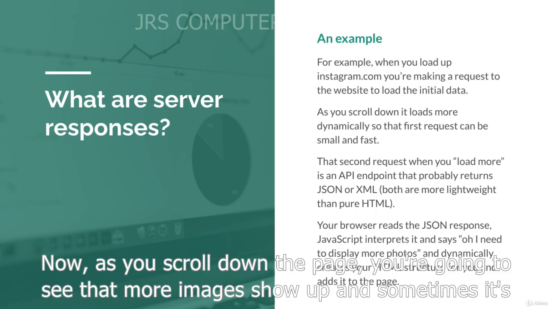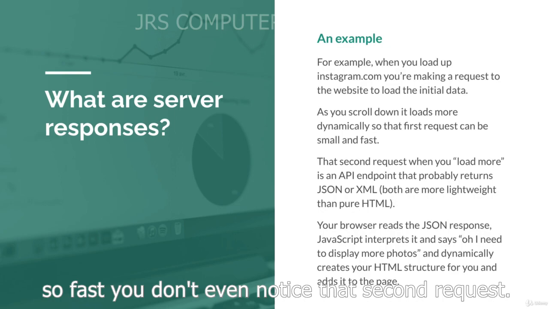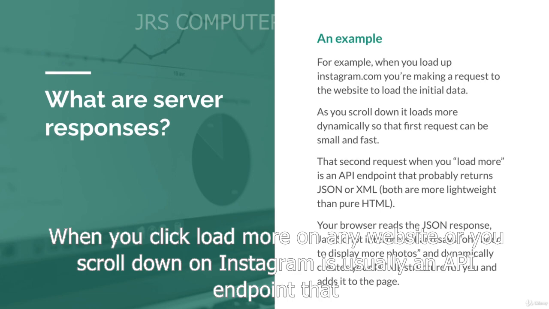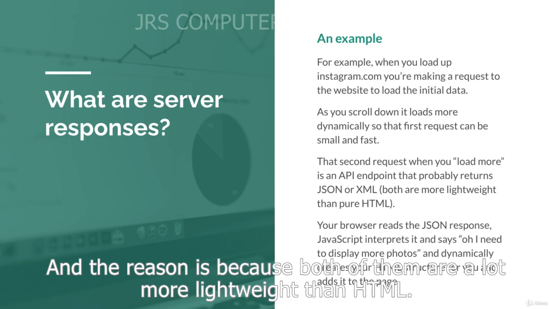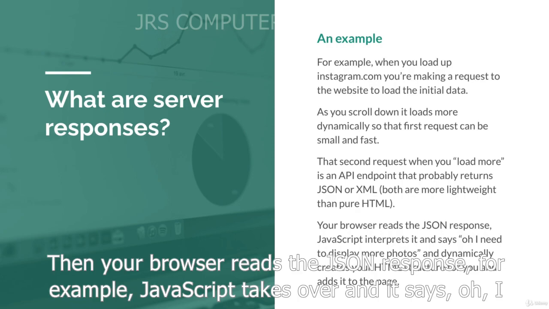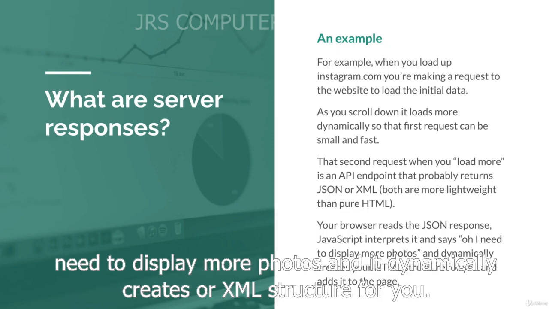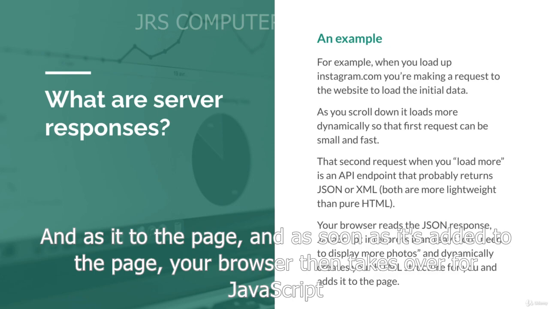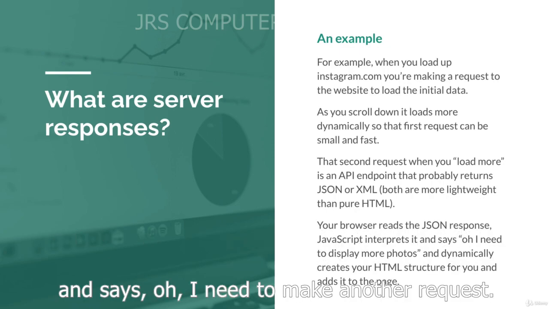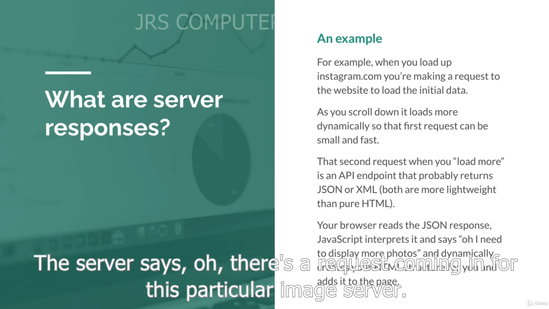Now, as you scroll down the page, you're going to see that more images show up, and sometimes it's so fast you don't even notice. That second request, third request, fourth request, when you click load more on any website or you scroll down on Instagram, is usually an API endpoint that returns JSON or XML, and the reason is because both of them are a lot more lightweight than HTML. Then your browser reads the JSON response, for example. JavaScript takes over, and it says, oh, I need to display more photos, and it dynamically creates your HTML structure for you and adds it to the page. And as soon as it's added to the page, your browser then takes over for JavaScript and says, oh, I need to make another request. And then the cycle repeats. The server says, oh, there's a request coming in for this particular image, serve that image.